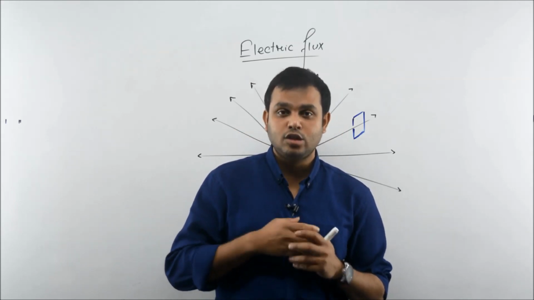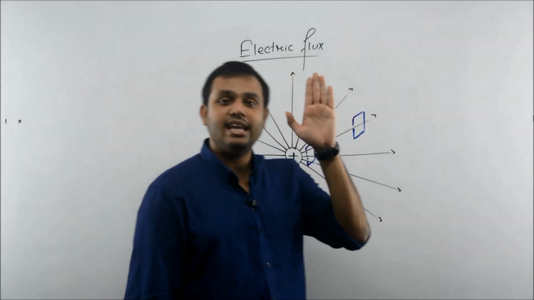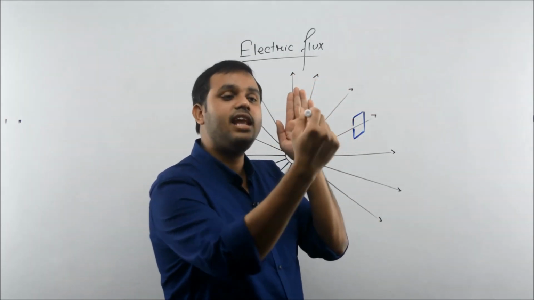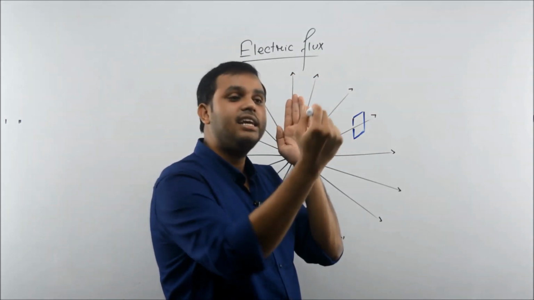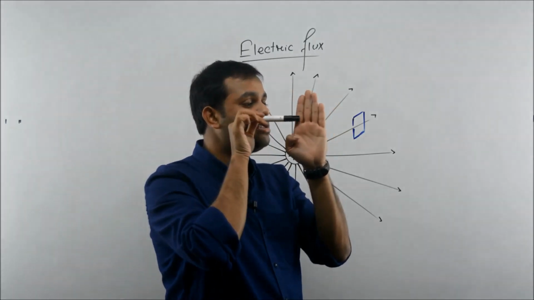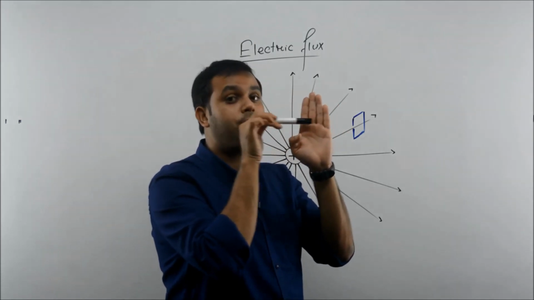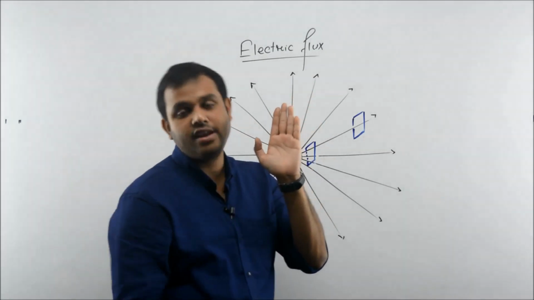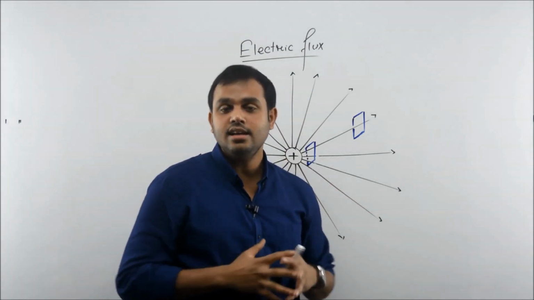Students, first of all, it must be clear that, for example, this is an area. Then if an electric field line is going like this, only then I will say that it is piercing this surface. Clear, students? And if it goes like this, then the electric field line is not piercing this surface. If it goes like this, then it is piercing this surface, and if it goes like this, then it is not piercing the surface.